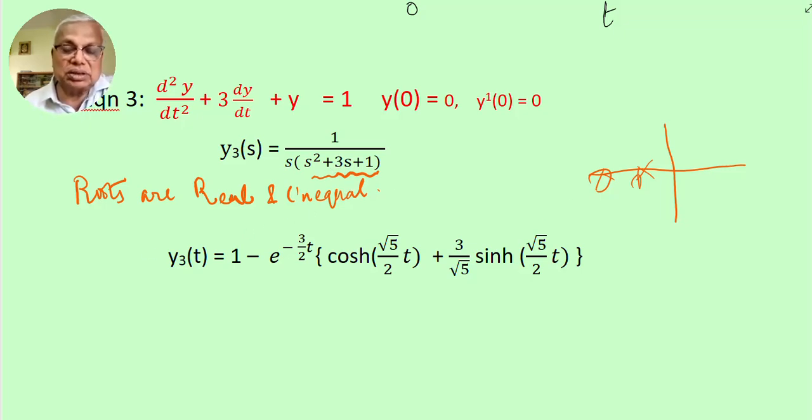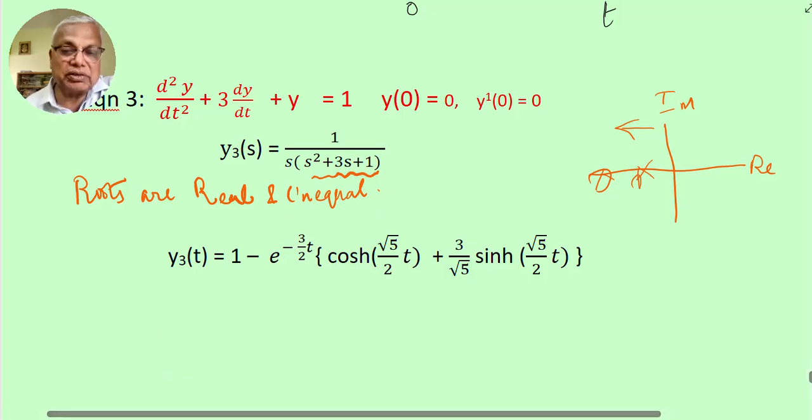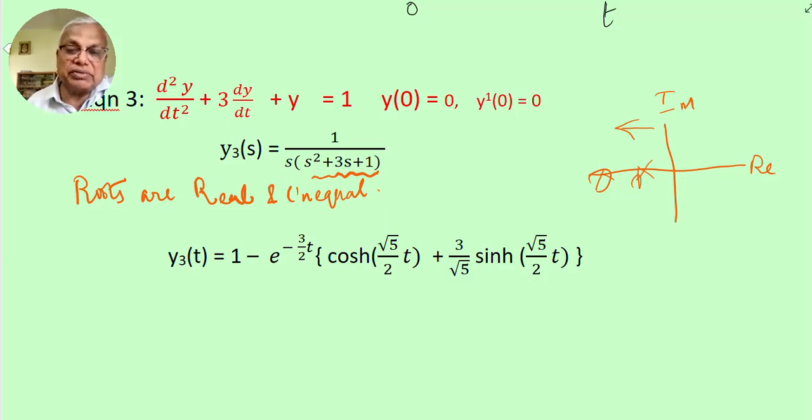So in all three cases, the roots lie on the left half of the complex plane. This is the imaginary axis, this is the real axis. So in all these three cases, the roots lie to the left of the imaginary axis in the complex plane. Fine. When the roots are real and unequal, this is the equation we derived in the previous part. This equation is nothing but the inverse Laplace of this. Here you have a hyperbolic cos plus hyperbolic sine term multiplied by e power minus term.